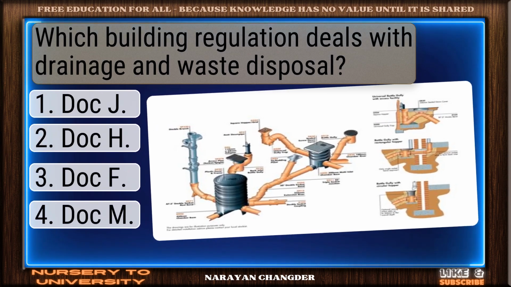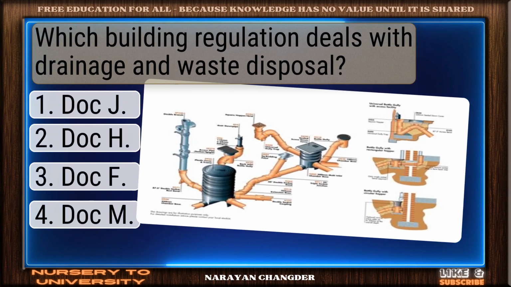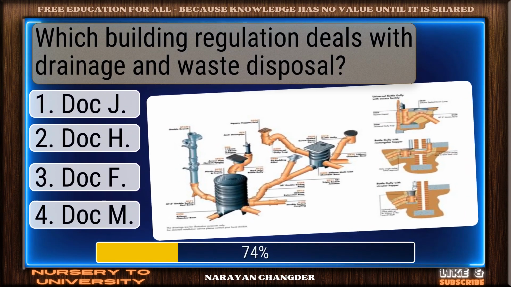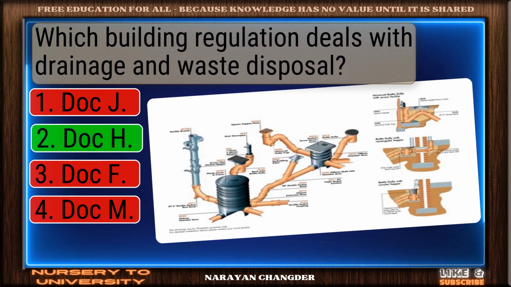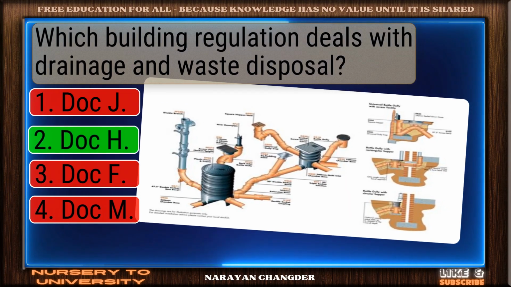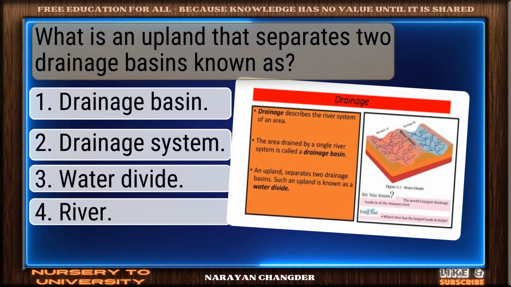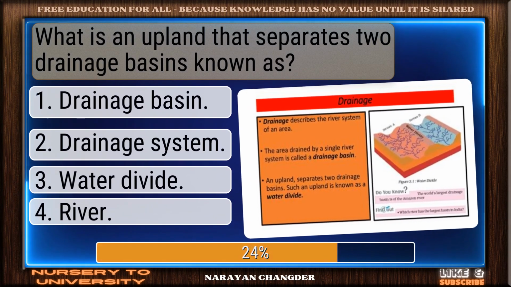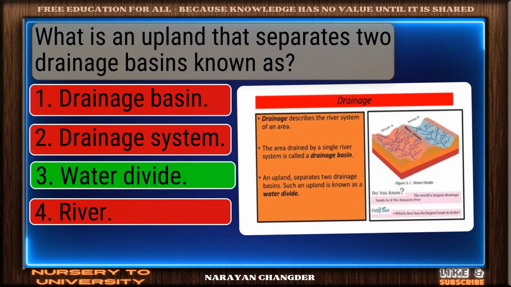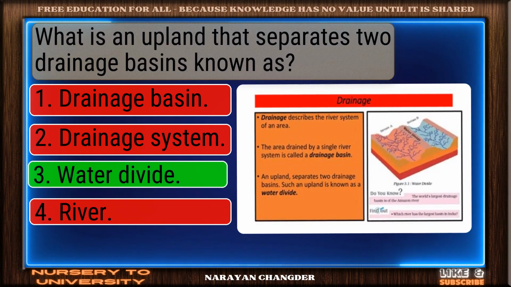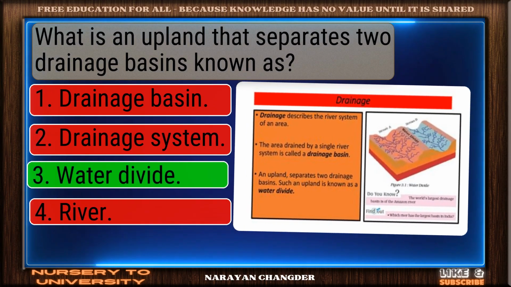Which building regulation deals with drainage and waste disposal? Correct response. Document H is the most accurate answer. What is an upland that separates two drainage basins known as? Nice selection. Water divide is the correct and valid answer.